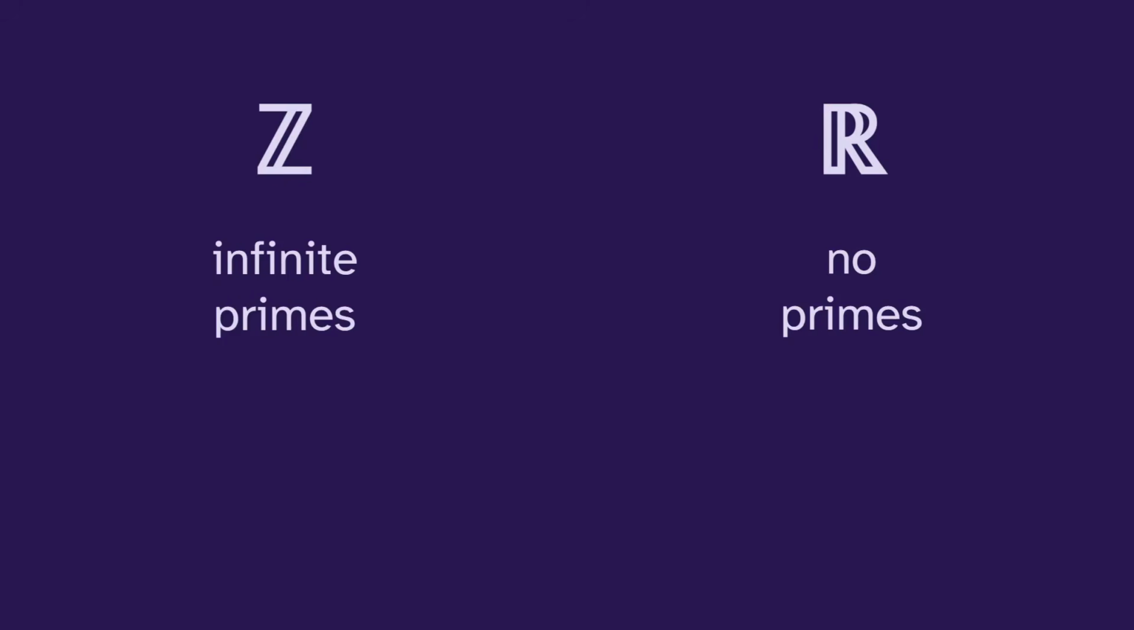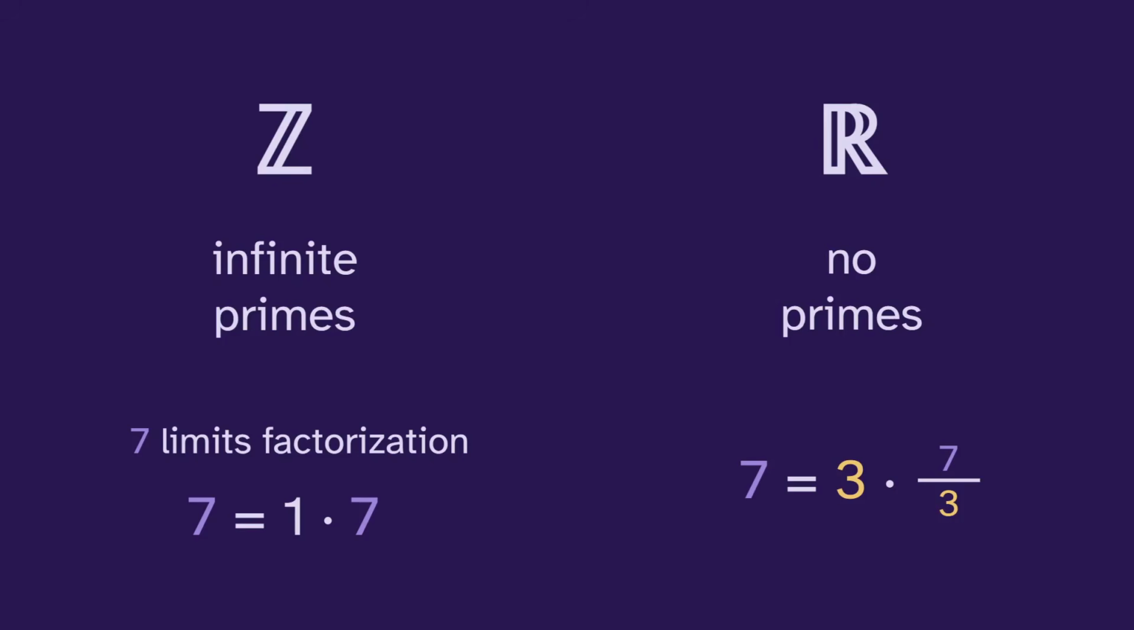In the integers, 7 limits factorization. We can only factor it in a boring way. But that doesn't happen in the real numbers. 7 is 3 times 7 thirds, or e times 7 over e, or any x times 7 over x. Division is very easy in the reals, so the whole idea of primes is pointless.